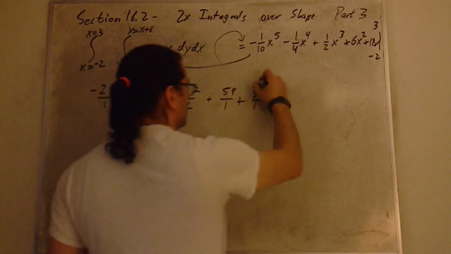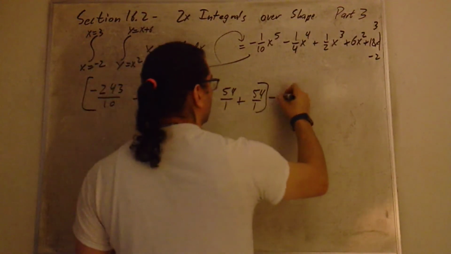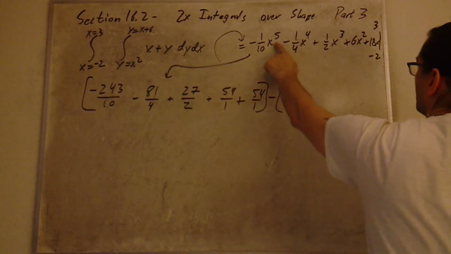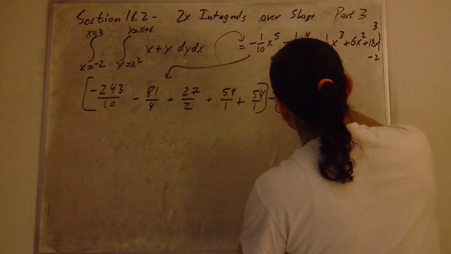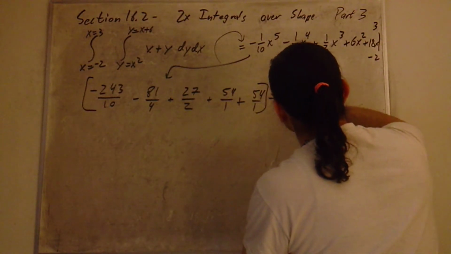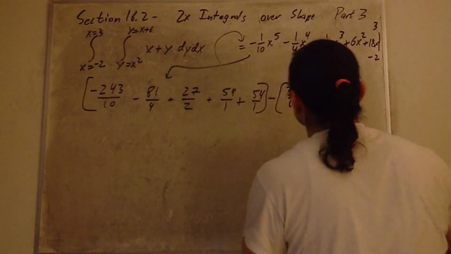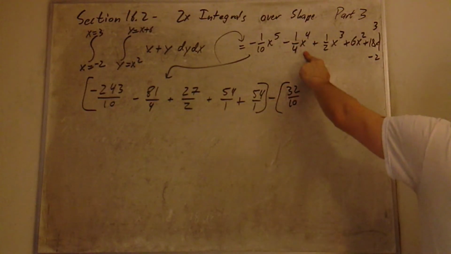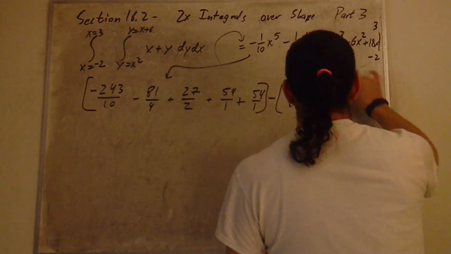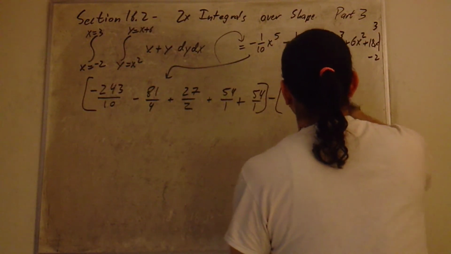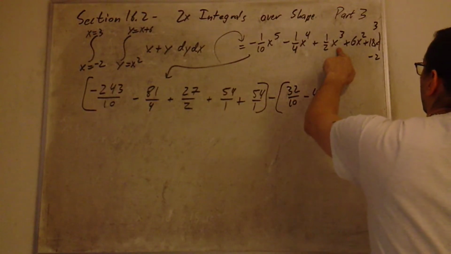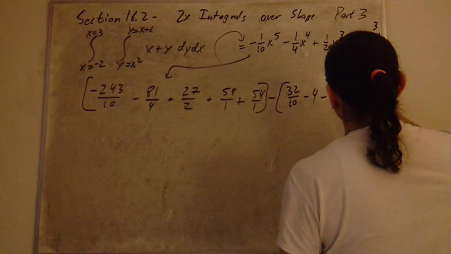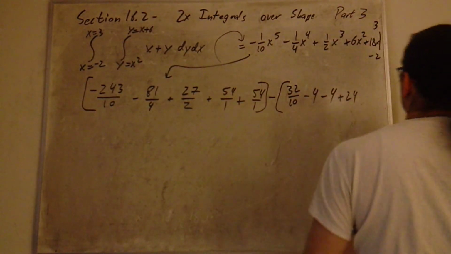From this, I need to subtract what happens when I evaluate this at -2. -2 to the 5th is -32, so this is going to be positive. Don't need to write plus. This is going to be positive 32 tenths. -2 to the 4th is 16. This is positive 16 times -1/4 is -4. That will be -8 times 1/2 is another -4. Positive 4 times 6 is plus 24. -2 times 18 is minus 36.